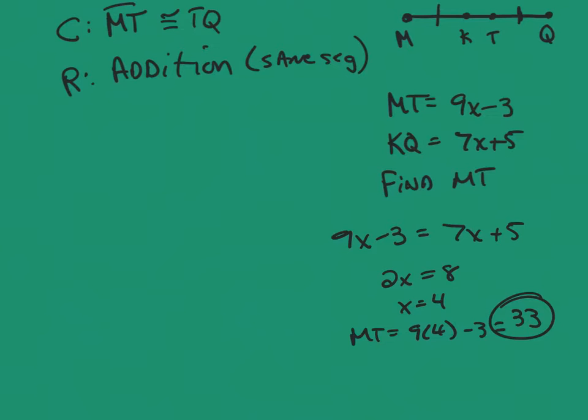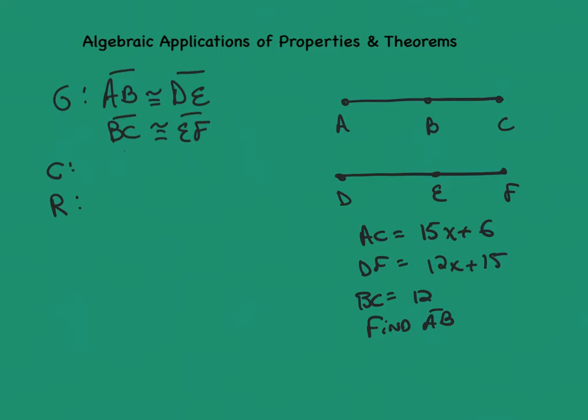All right, let's take a look at another example. Suppose we were given this diagram with the given information that AB was congruent to DE and BC was congruent to EF. Can we find AB? Let's pause the video for a minute and see if you can draw a conclusion from this diagram and the given information, and what's the reason? Hopefully you marked the diagram and saw that AB and DE are congruent, and BC and EF. Therefore, the conclusion should be that AC is congruent to DF, and that's by addition of congruent segments.